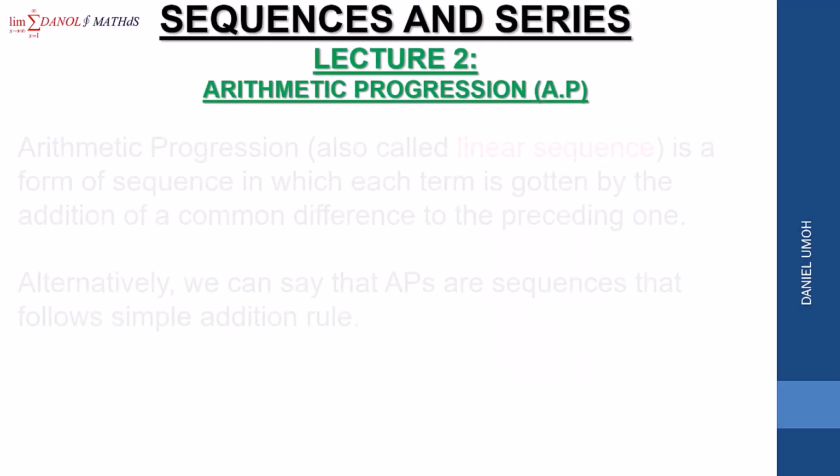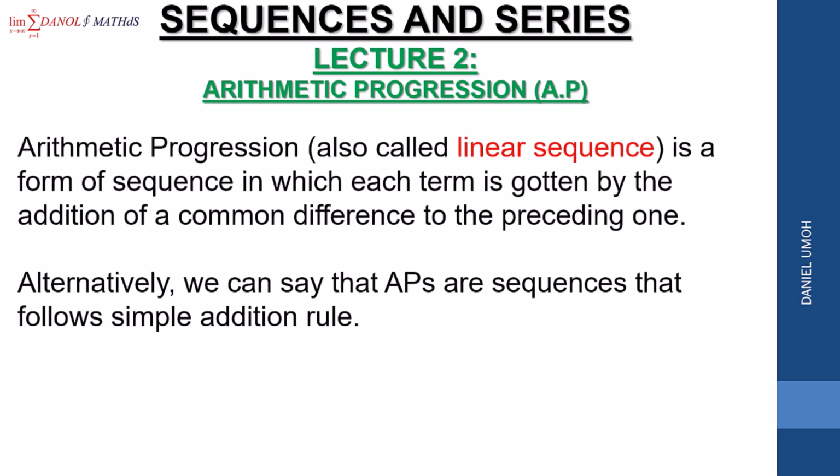When we talk about arithmetic progression, we are referring to another form of sequence known as linear sequence. So arithmetic progression, also called linear sequence, is a form of sequence in which each term is gotten by the addition of a common difference to the preceding one. Alternatively, we can also say that arithmetic progressions, or AP, are sequences that follow a simple addition rule.